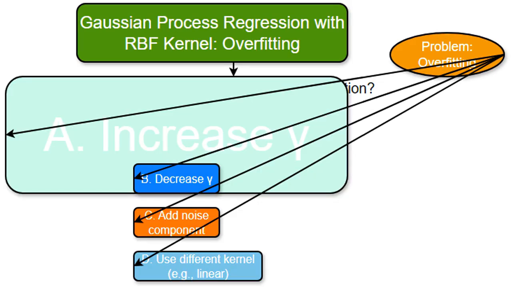Increasing gamma would be a mistake. A larger gamma makes each data point's influence more localized, increasing the model's complexity and making it much more sensitive to noise. This would likely make overfitting even worse, exactly what you want to avoid.